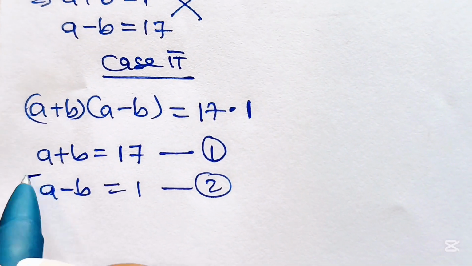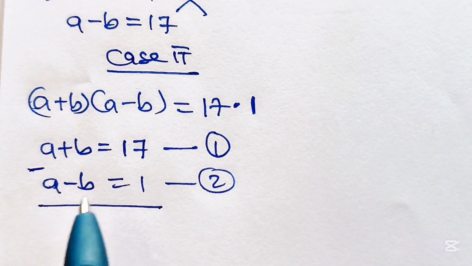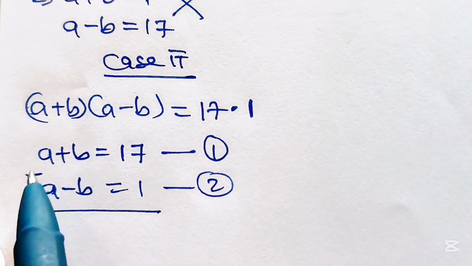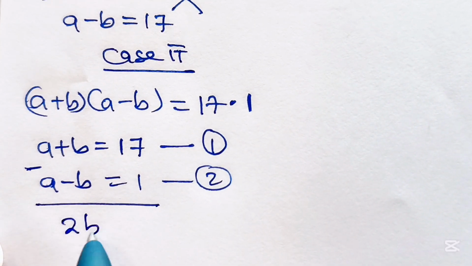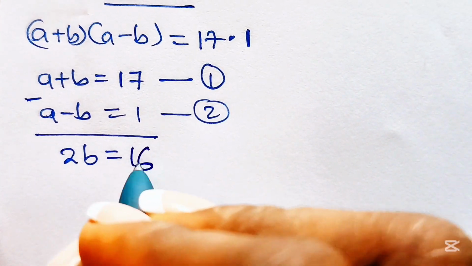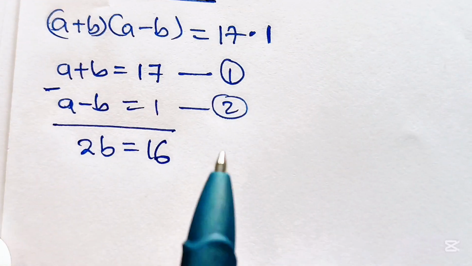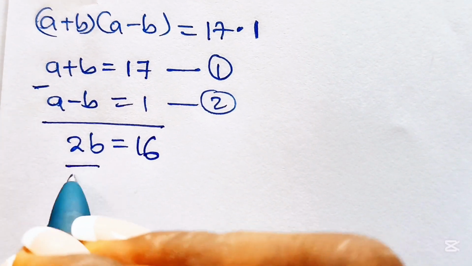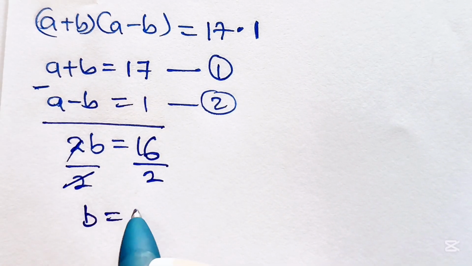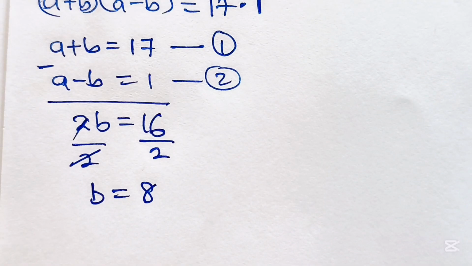If we subtract equation 2 from equation 1, we are going to have a minus a is 0, and b minus minus b, same thing as b plus b, which is 2b, is equal to 17 minus 1, which gives 16. Okay, so if we divide both sides of the equation by 2, we can have that b is equal to 8. Now we have gotten the value of b.